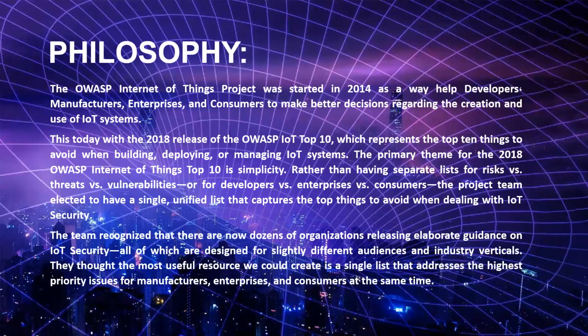The team recognized that there are now dozens of organizations releasing elaborate guidance on Internet of Things security, all of which are designed for slightly different audiences and industry verticals. They thought the most useful resource they could create is a single list that addresses the highest priority issues for manufacturers, enterprises, and consumers at the same time.